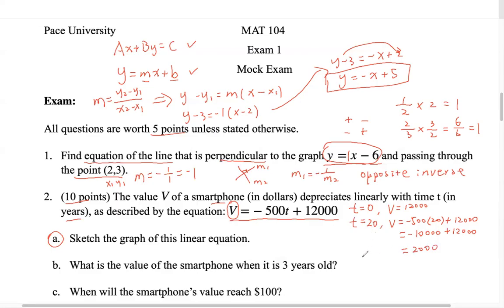So now I can graph with these 2 points. Because this is an application, I only need to graph the first quadrant. So T, V, V in dollars, and T in years. I only need to graph 2 points. So I have this point, 0, 12,000. So I just graph here. Okay, let's see, this is a point 0, 12,000.